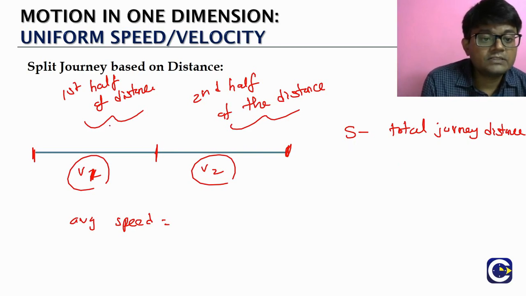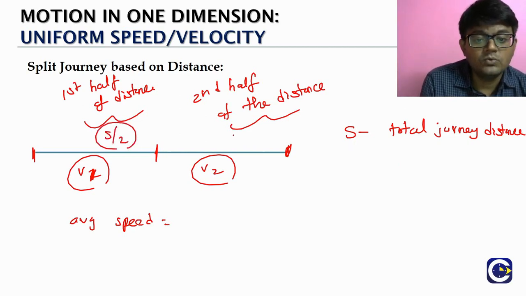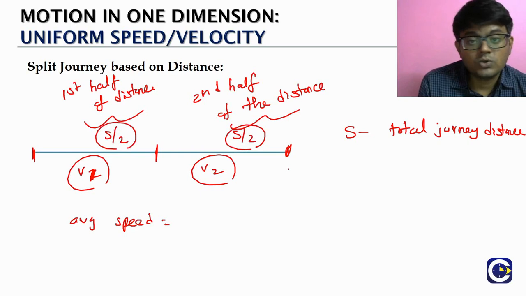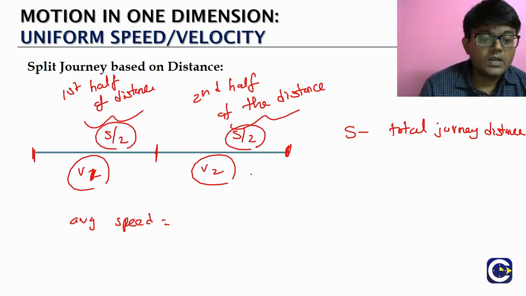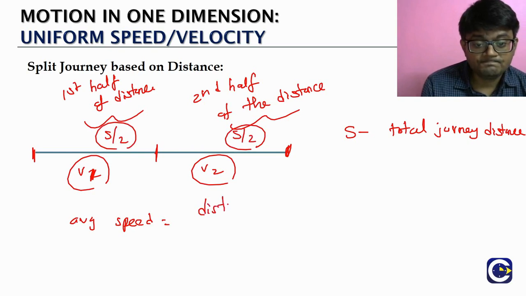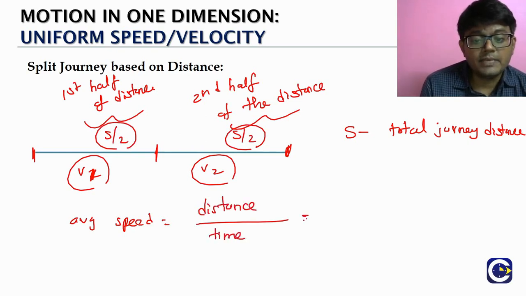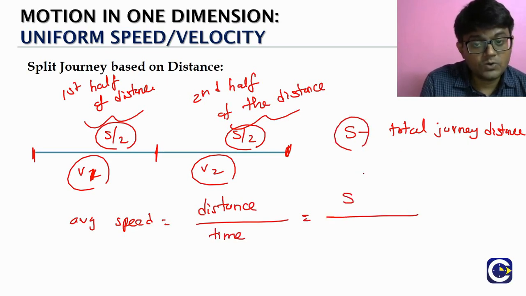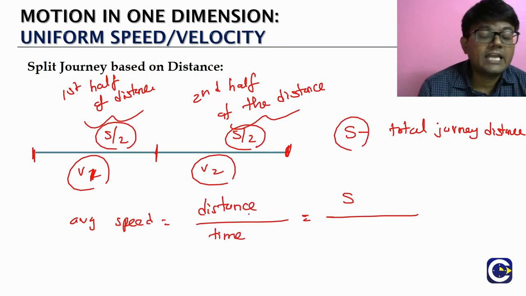So first half of the distance means what here? S by 2. Second half means what? That is also going to be S by 2. Now we'll see what is the average speed formula. For the entire journey, it is total distance by the total time taken. What is the total distance in the entire journey? That is S.